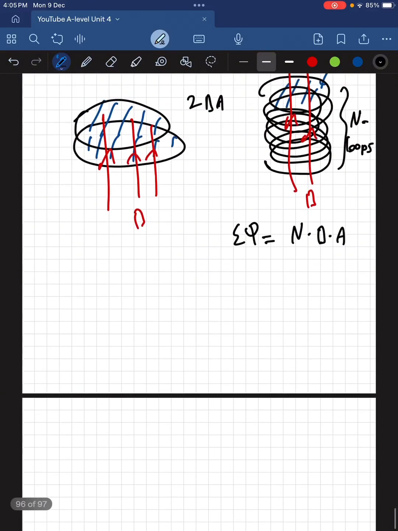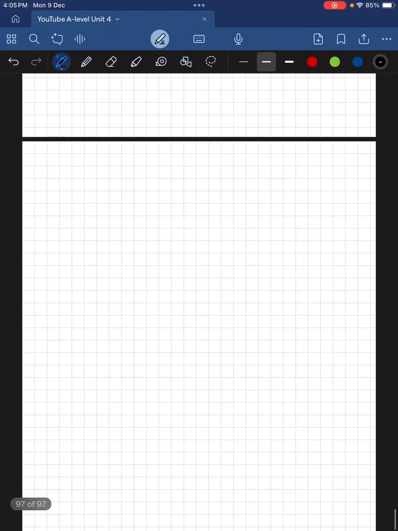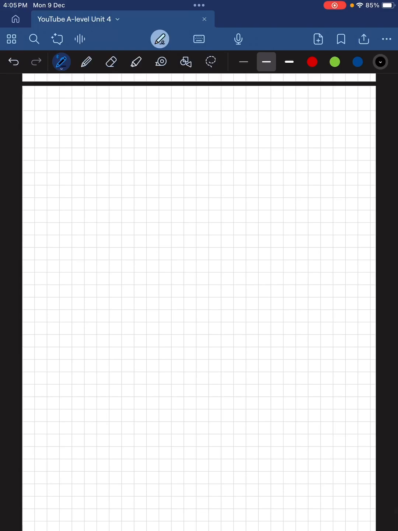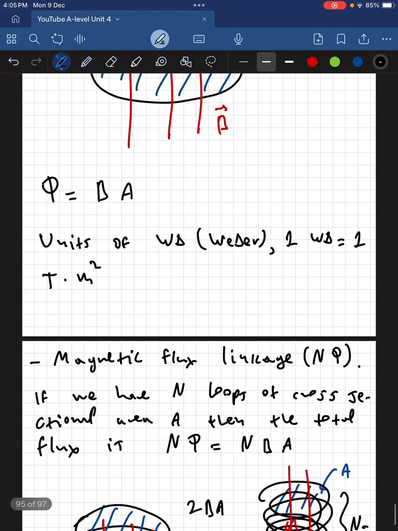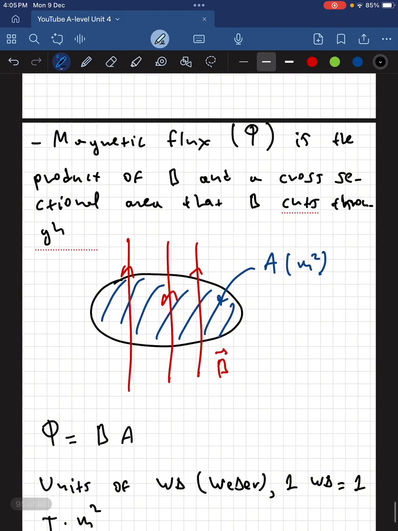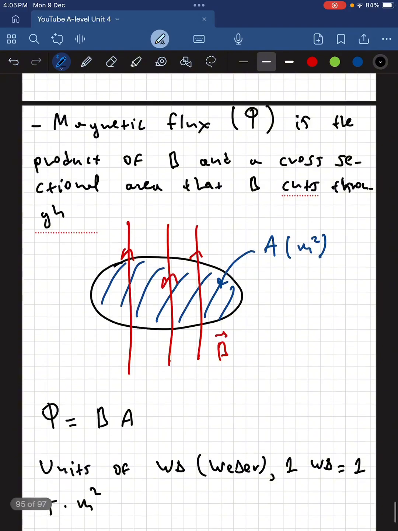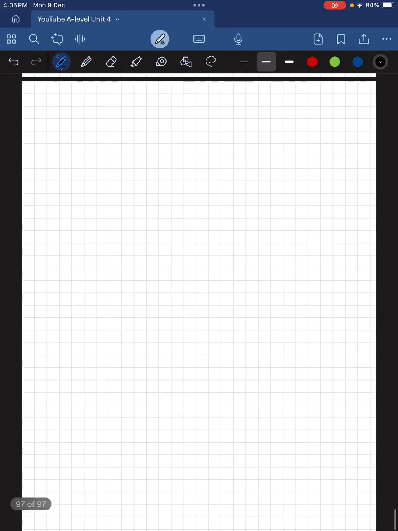Now, what happens if the magnetic field cuts through the cross-sectional area at an angle, okay? First, let's see the extreme case. Remember that in the definition, we said that magnetic flux is the product of B and the cross-sectional area A that B cuts through. So, okay, let's see a silly example.